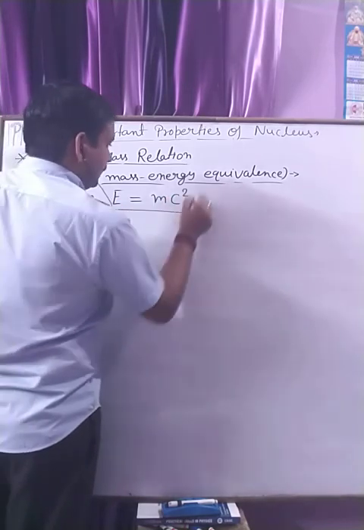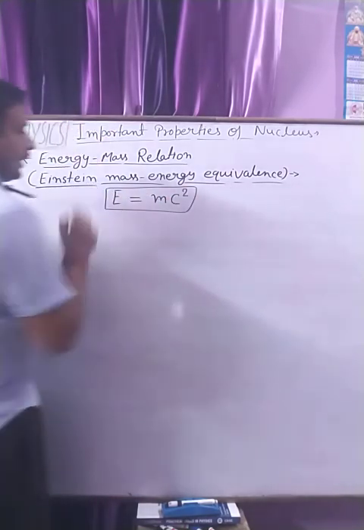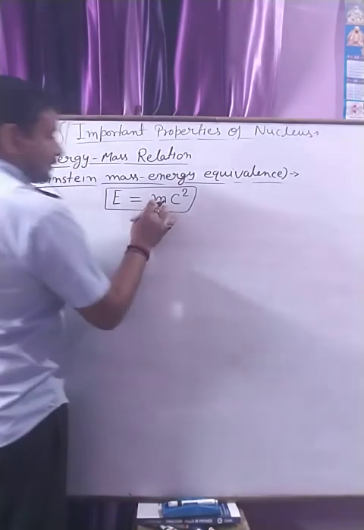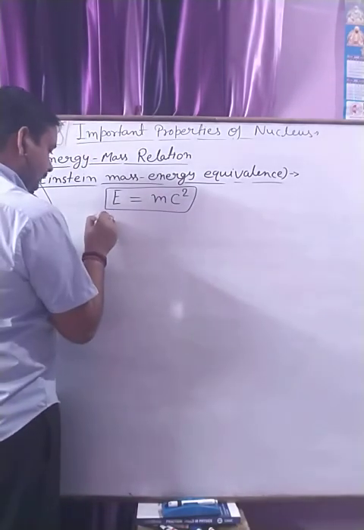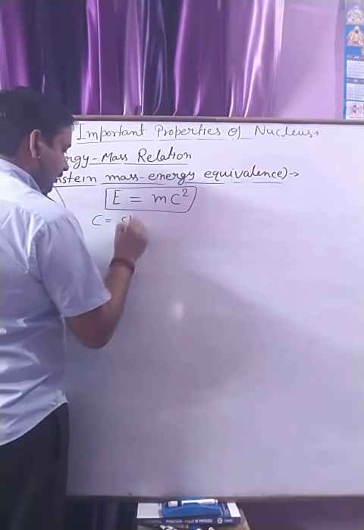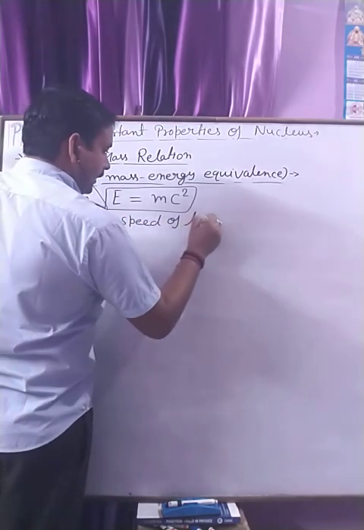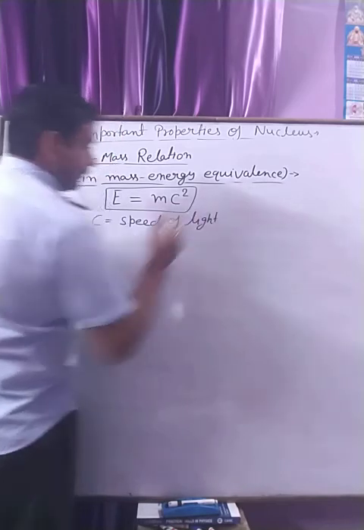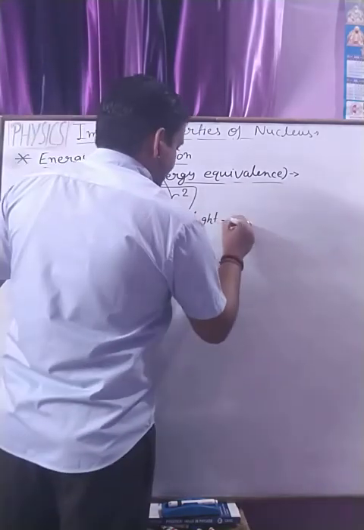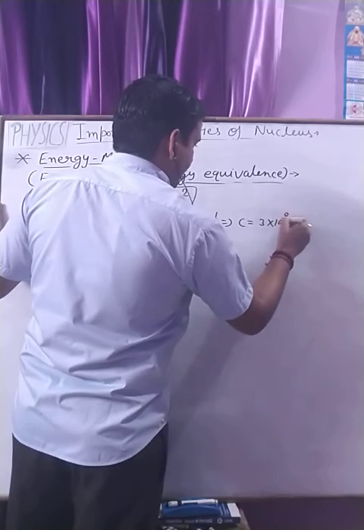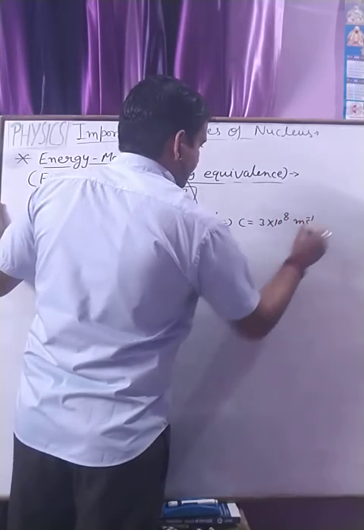This is the energy mass equivalence relation, in which m is the mass of the particle and c is the speed of light, that is, c is equal to 3 into 10 to the power 8 meter per second.